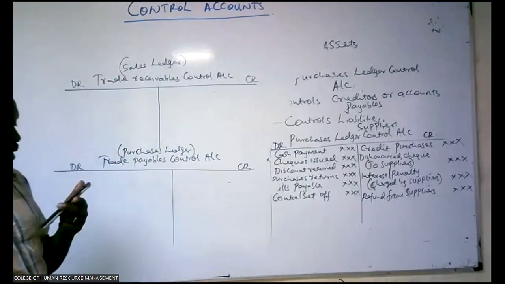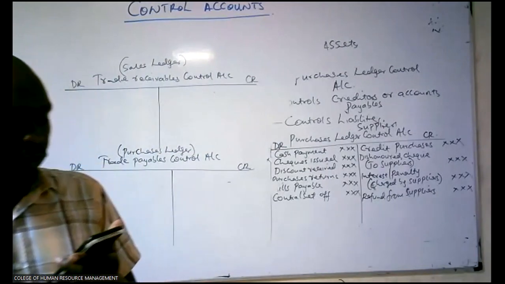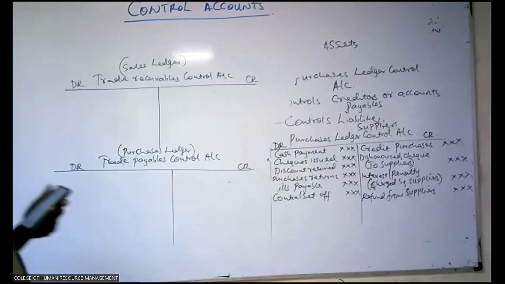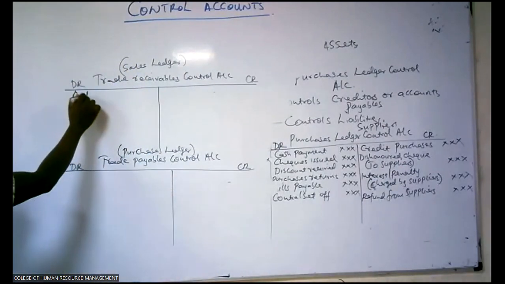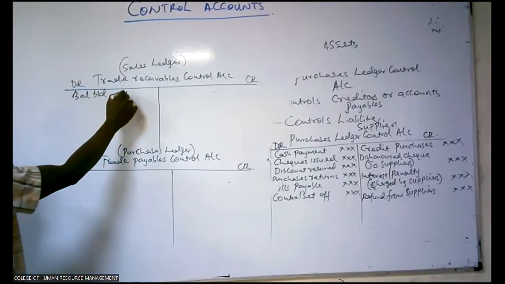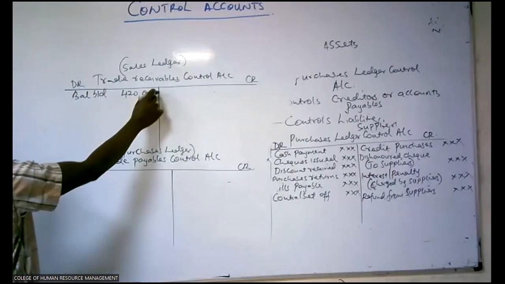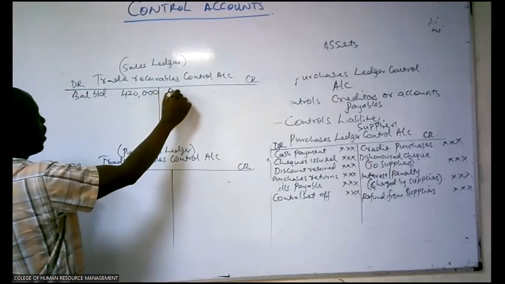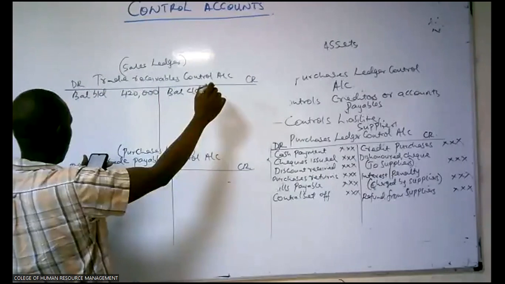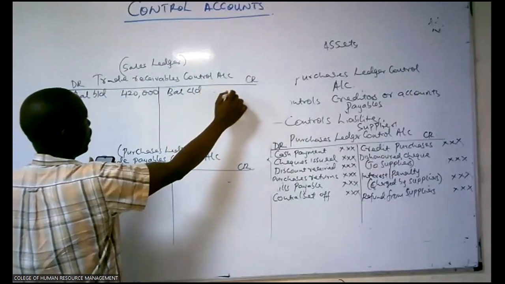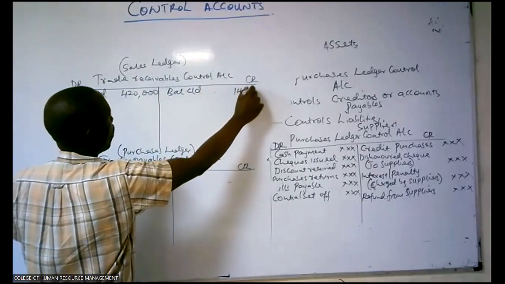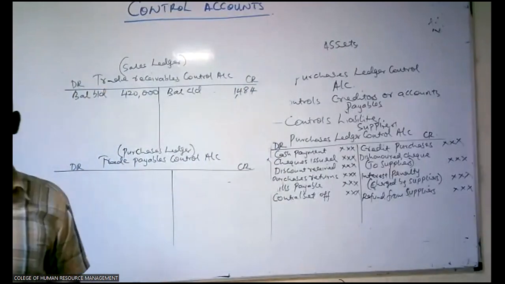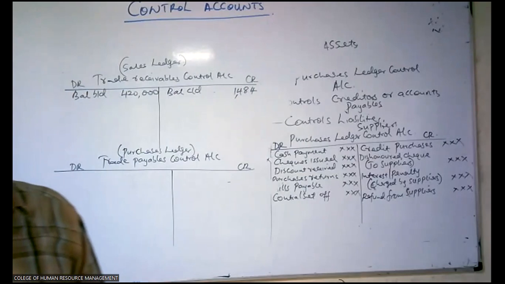So for the trade receivables, the debit is for 20,000. So come here and write balance brought down 420,000 on the debit. On the credit, come here and write balance brought down 1484. Those balances are captured.